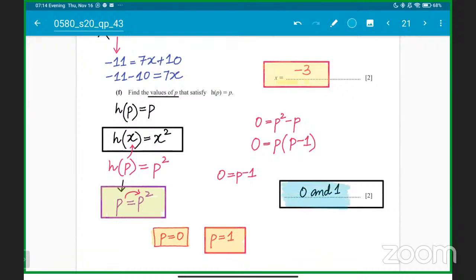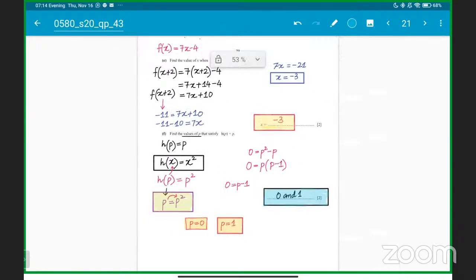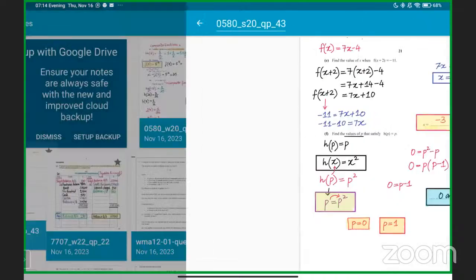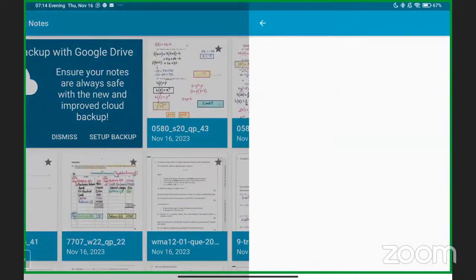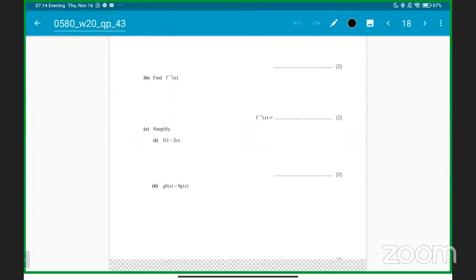So this was May, June 2020. We have already done one question from October, November 2020. Everyone can take a screenshot. You already have 11 marks for this question as well. Okay, students, let's do another question. I have another one from October, November 2020 as well.